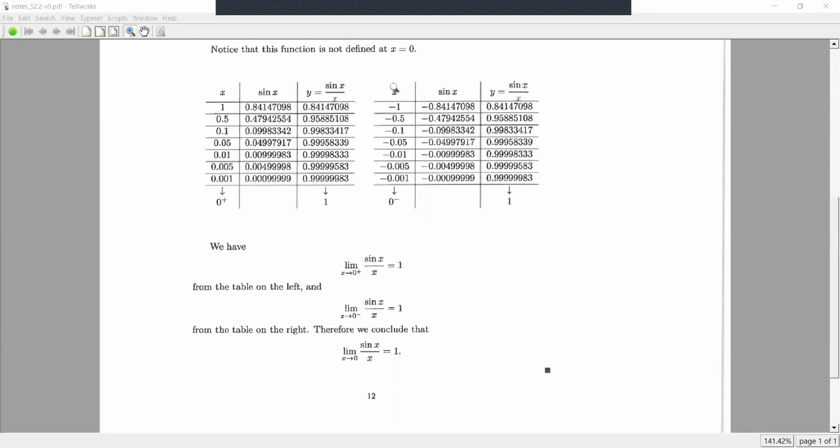In the second table, I let x approach 0 from the left-hand side by taking on these points. Again, the function approaches 1. The second table suggests the left-hand side limit is 1. Now, based on these two tables, we conclude that the both sided limit is 1.